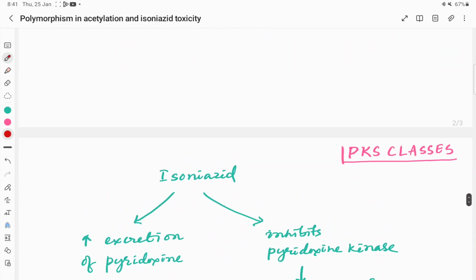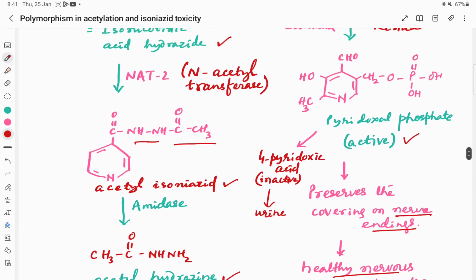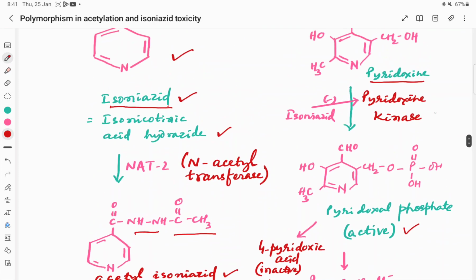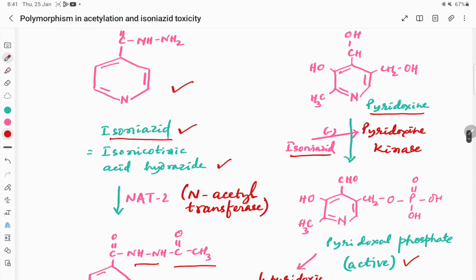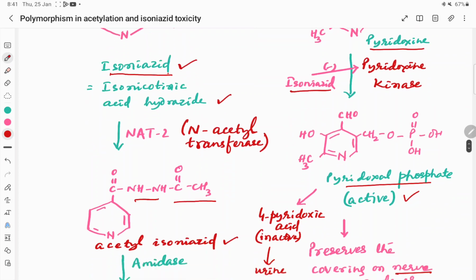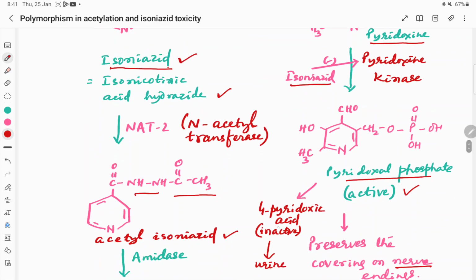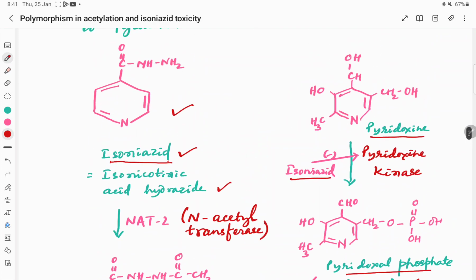So what does isoniazid do? Isoniazid inhibits its activation to pyridoxal phosphate. Isoniazid inhibits pyridoxine kinase and prevents the conversion of pyridoxine to its active form, pyridoxal phosphate. That is one. Second, pyridoxine is metabolized finally to 4-pyridoxic acid, which is excreted in urine. And pyridoxine itself can also be excreted unchanged in urine.